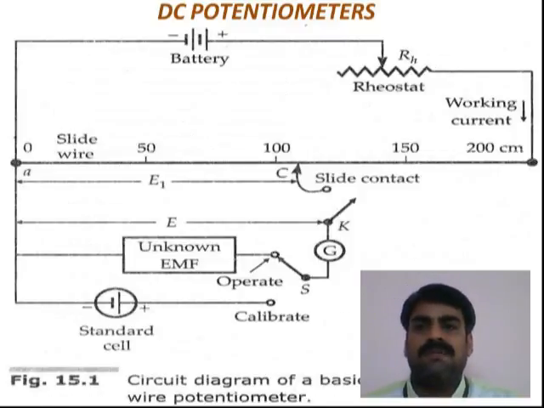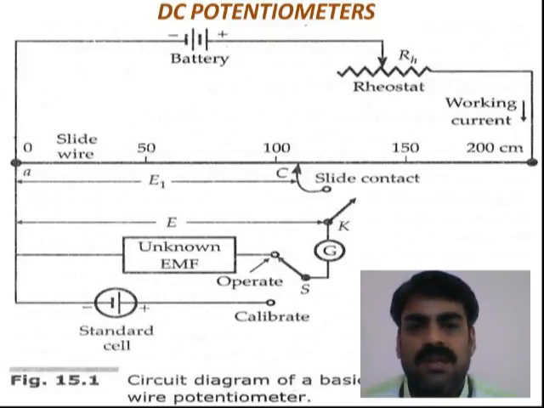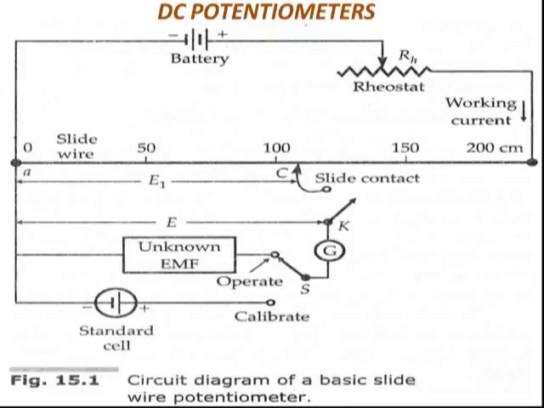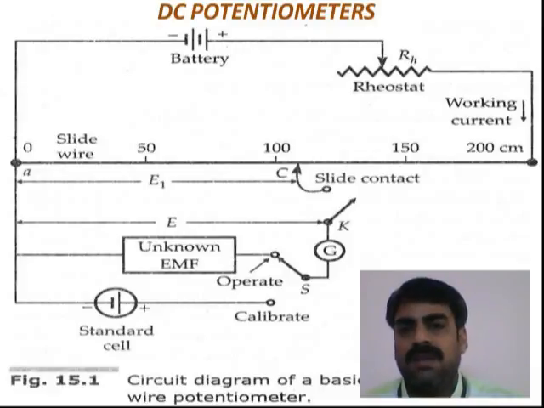Now let us start with a very basic type of DC potentiometer. We call that a basic slide wire potentiometer. This is the basic schematic sketch of that, and let me tell you the key components of this type of potentiometer. Here there is a slide wire of length 200 centimeter.